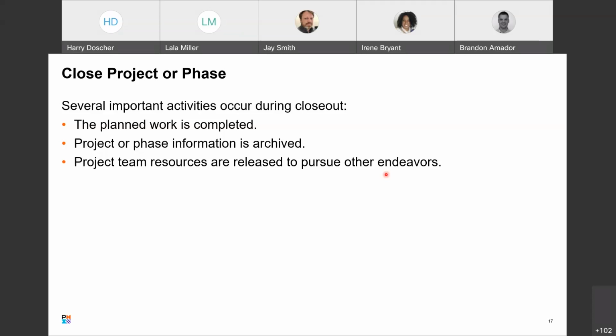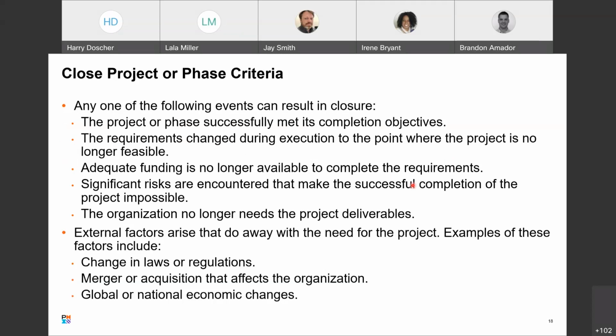So know this though, if they have a question on the test, answer it based on what we have here in the slides. Okay. Close project or phase, or the phase criteria for that. Know the list that any one of the following events can result in closure. The happy path is that the project or phase successfully meets all its completion objectives.